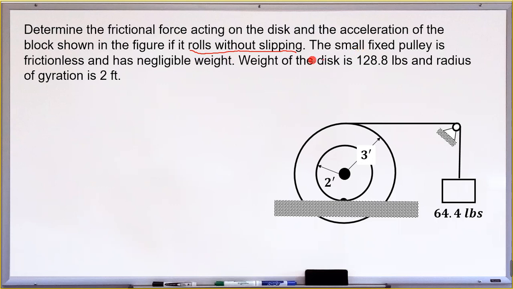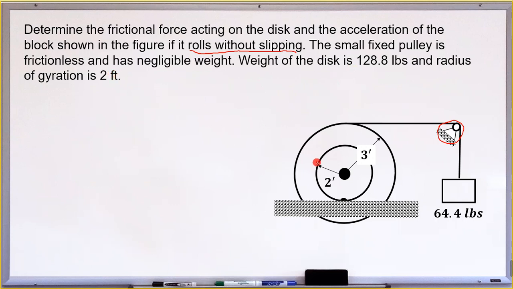Then the small fixed pulley is frictionless. So the small fixed pulley is this one. This is frictionless, so no weight, no? Has negligible weight, so it does not affect the system. Then the weight of the disc is 128.8 pounds and the radius of gyration is 2 feet.